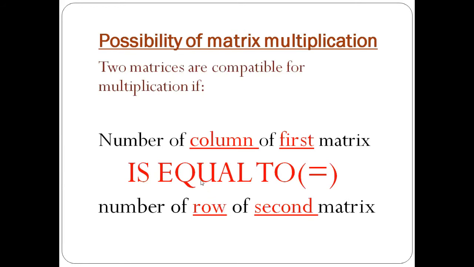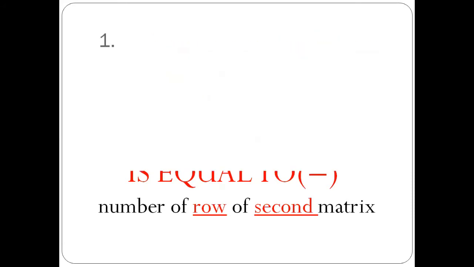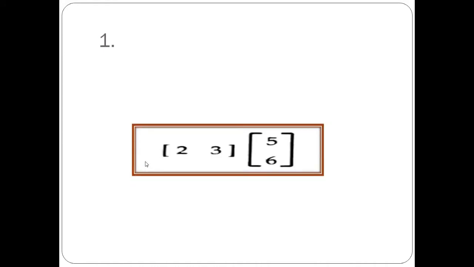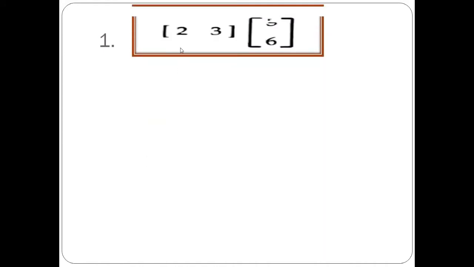So for this condition, first you'll have to find out the order of both the matrices, then check the possibility, and if possible, then multiply. Okay. Now, this is textbook question number 1 of exercise 7.3. This is the question. Contain matrices 2, 3, 5, 6. The first matrix contains elements 2, 3, and the second matrix contains elements 5, 6.